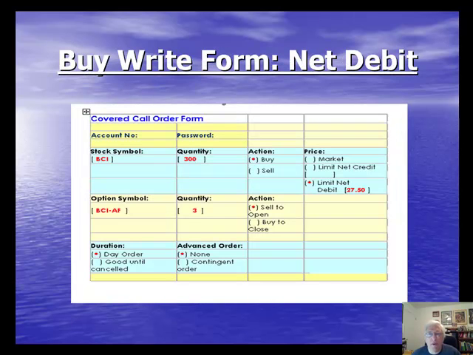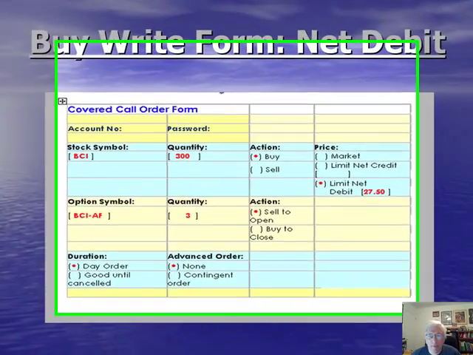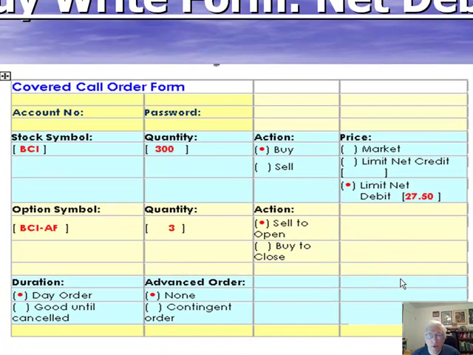Let's move on now to the buy right combination form, which some brokerages use. In this case, we're going to buy the stock and sell the option at the precise same time. So at the top of the form, you see that we're going to buy 300 shares of BCI. The action is buy. In the middle part of the screen, we're going to sell to open, or to start a position. We're going to sell 3 contracts of BCI.